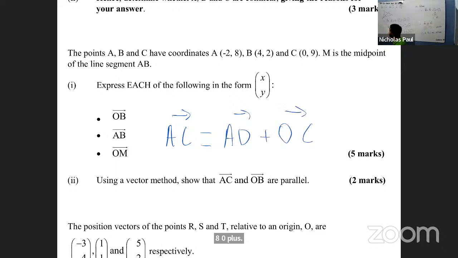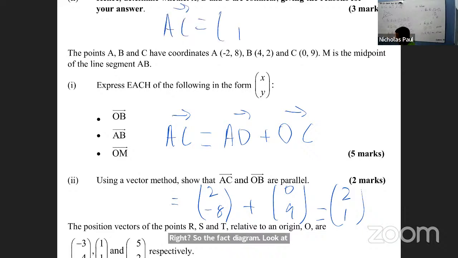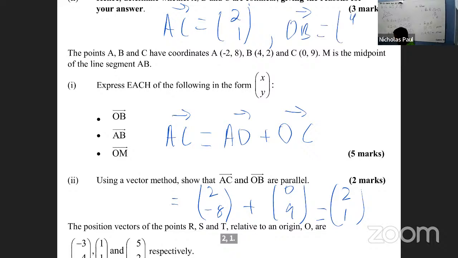George, what is A to O again? Oh, positive 2 minus 8. The sign changes, right? Minus 2 positive 8. And OC is what? 0, 9. Add it up and you'll get 2, 1. So look at the diagram. Look at AC. AC is 2, 1. And look at OB. OB is 4, 2.